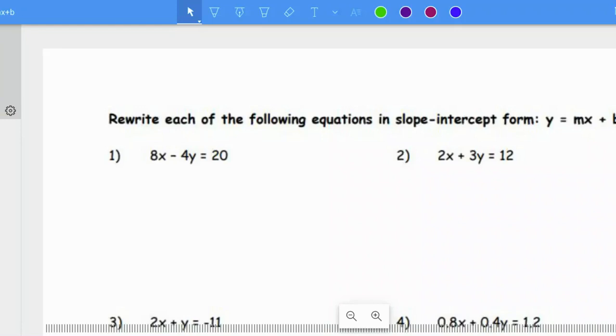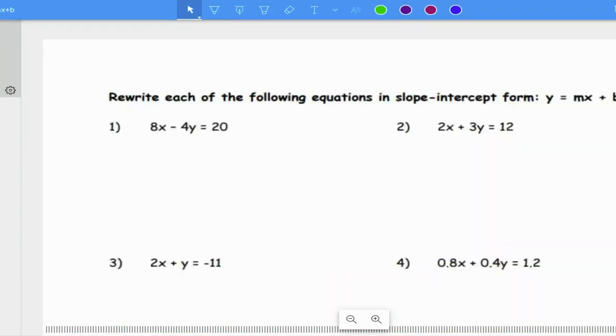Okay, this is a quick video on how to convert equations into slope-intercept form. Slope-intercept form being y equals mx plus b. So here's a couple of examples. Let's start with number 1.